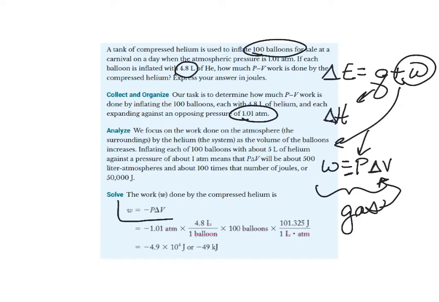So let's look at how they did it in this example in your book, and then I will work out one that I think is a little bit more similar to what you're being asked to do in the Smartwork warm-up. All right, so here is the pressure. Don't forget the minus sign. And remember, anytime you have work or heat that has a minus sign, it means that the system, which in this case is our helium, is doing work on the surroundings.